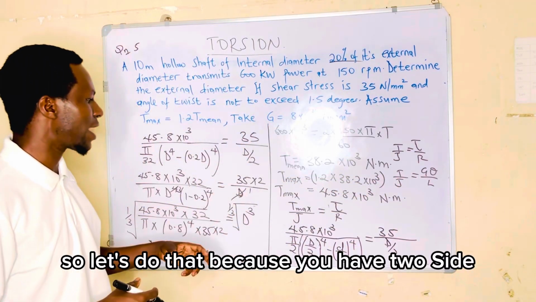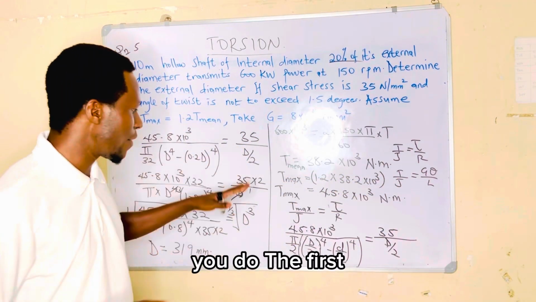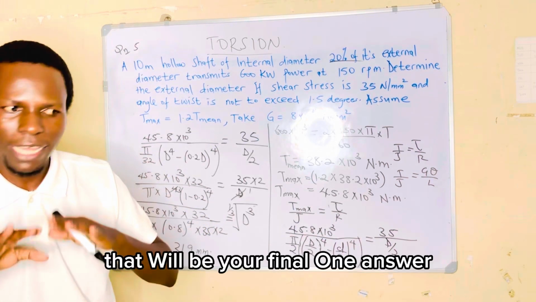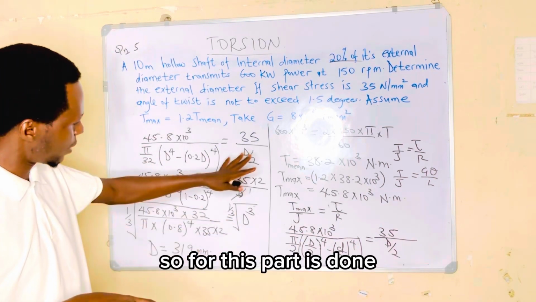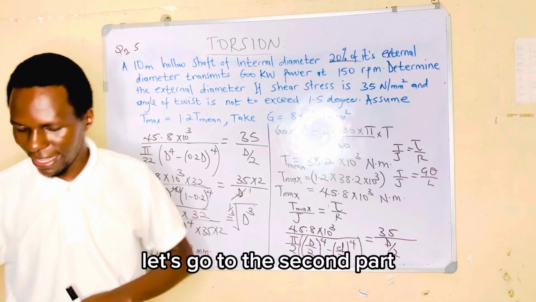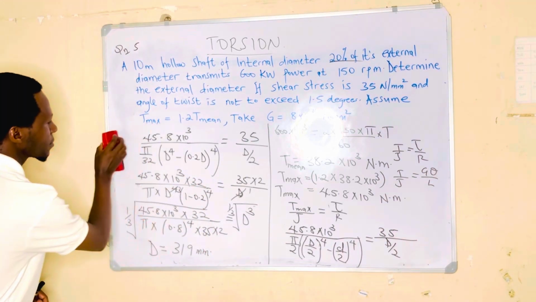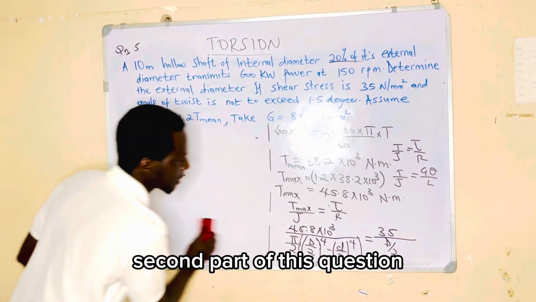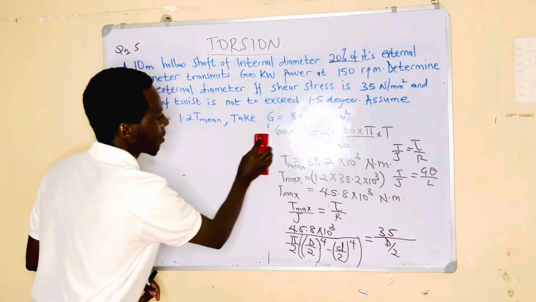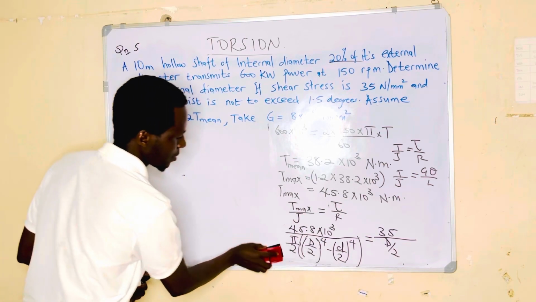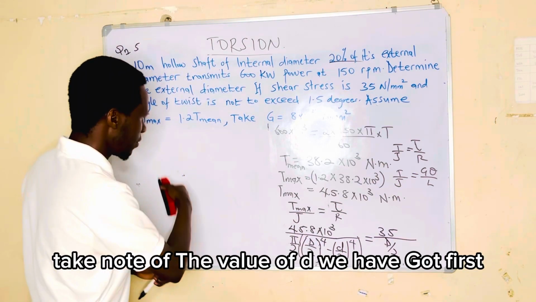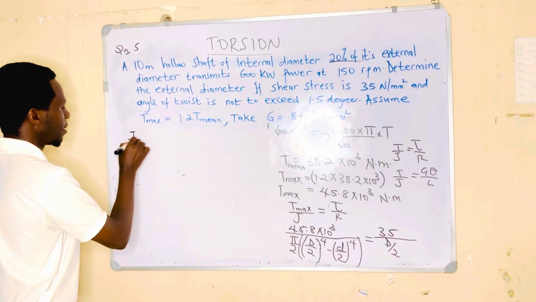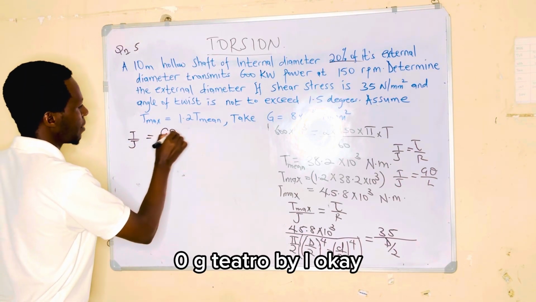So let's do that, because you have two sides. You do the first, then you do the second, then you take which one is giving you a bigger value. That will be your final answer. So for this part, it's done. Let's go to the second part. Second part of this question. So you should take note of the value of D we have got first. So let's take the second case, which is equals to G theta by L.